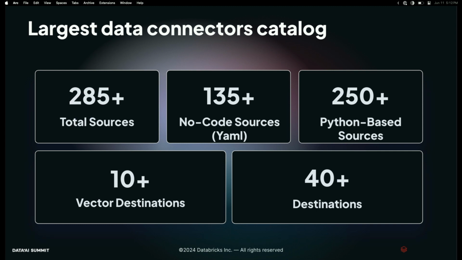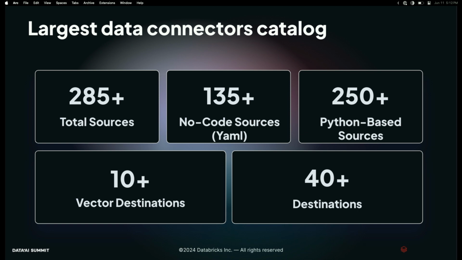We have, as I mentioned, a very large connector catalog, 285 total sources. I'll talk about what no-code sources are, these YAML sources, and Python-based sources. How many people use Python on a regular basis here? Oh my God, yeah, a lot. Great. So it's relevant to know which connectors are built in Python.